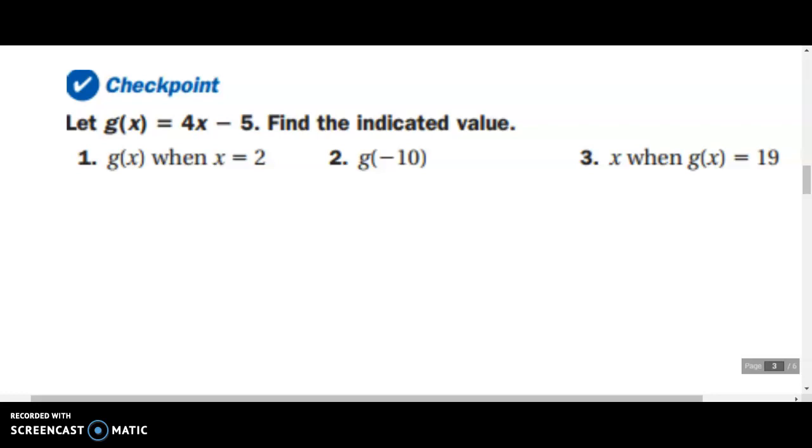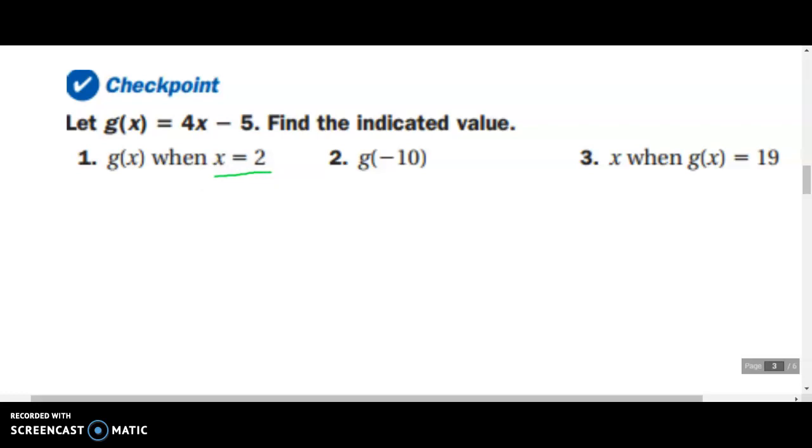The g of x in this case, okay? So number one, they say find g of x when x equals 2. So are we finding the x or are we finding the g of x? We are going to replace the x with 2 to find the g of x.